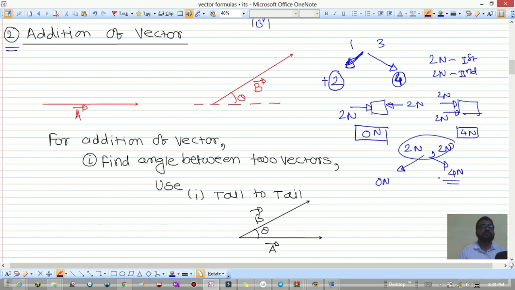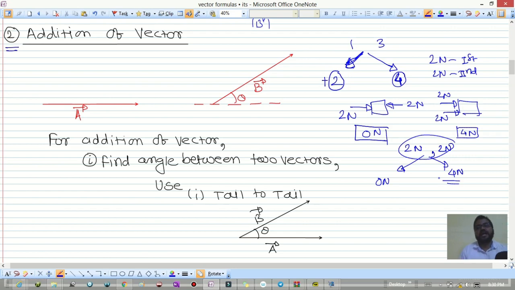So addition of vectors is totally different from the addition of scalars. In scalars, 1 added with 1 is always 2. But in vectors, 1 added with 1 might be 0, might be 2, might be any value between 0 and 2. So this is how you have to remember.